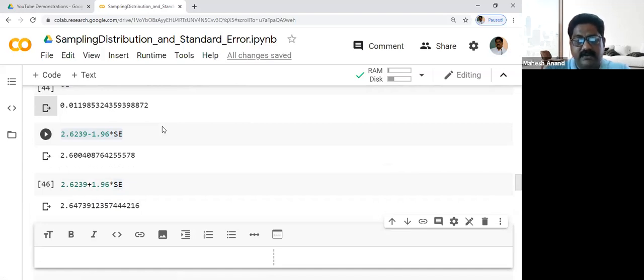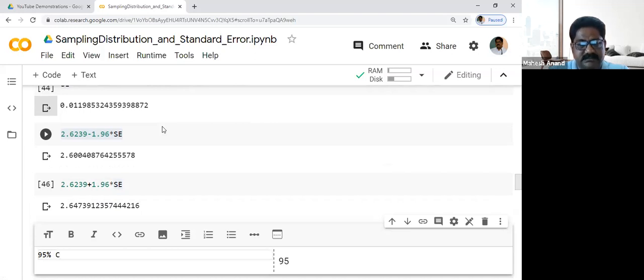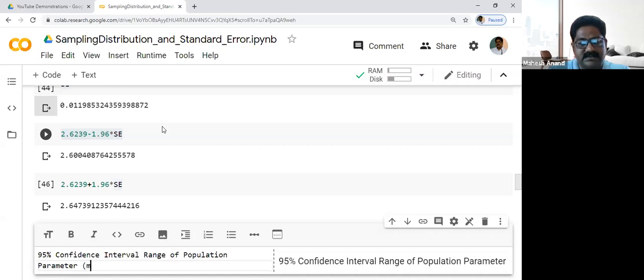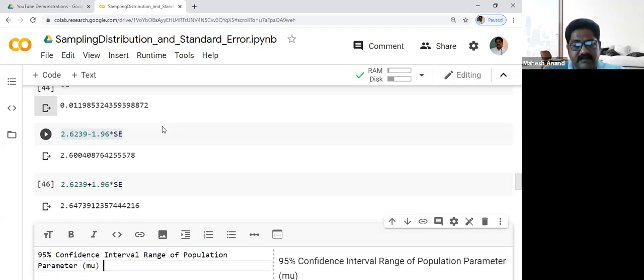From the sample, we are inferring the population parameter mu. Okay, the 95% confidence interval range of the population parameter. Here it is mu. In reality, we don't have any idea of this mu, but we can give the range estimate. What is the lower boundary? 2.6002, okay, 2.647.